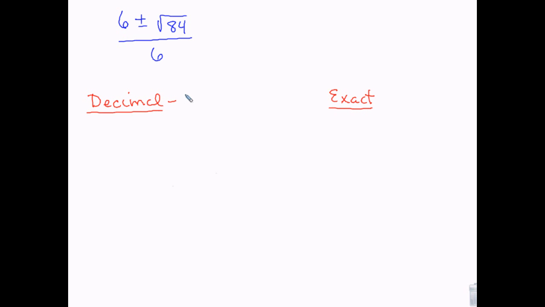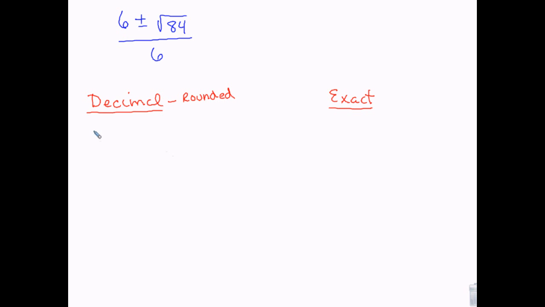The decimal answer is going to be rounded because the square root of 84, not being a perfect square, is an irrational number. It's going to give us a non-repeating, non-ending decimal. So there's no way to do anything with that unless we actually round it. So we'll do that one first, and that one requires the use of the calculator.